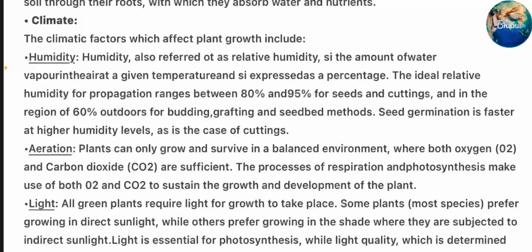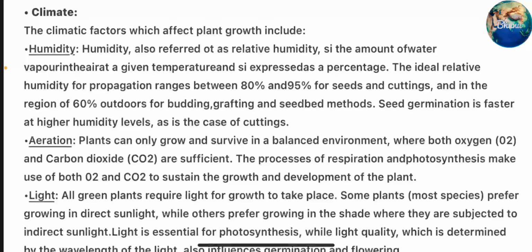Next, climate. The climatic factors which affect plant growth include humidity. Humidity, also referred to as relative humidity, is the amount of water vapor in the air at a given temperature and is expressed as a percentage. The ideal relative humidity for propagation ranges between 80% and 95% for seeds and cuttings, and in the region of 60% outdoors for budding, grafting, and seedbed methods. Seed germination is faster at higher humidity levels, as is the case of cuttings.